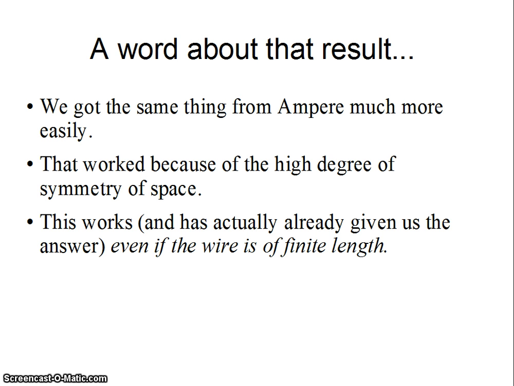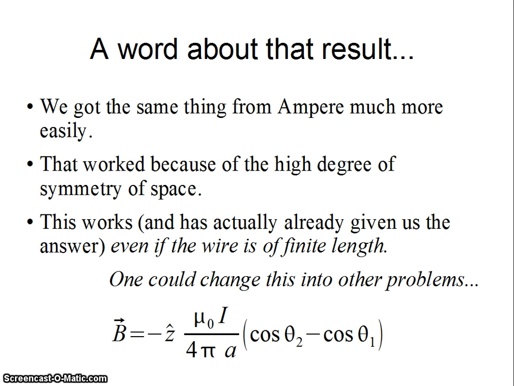This calculation worked even if the wire had finite length. I did not have to assume anything about symmetry of space. In fact, I could change that into a problem where the wire was finitely long and find the magnetic field due to that finite section, as long as I can calculate these angles, cosine theta 2 and cosine theta 1, that go into describing where the point is. So this is a much more general result and a much more realistic result, because real wires are not infinitely long.